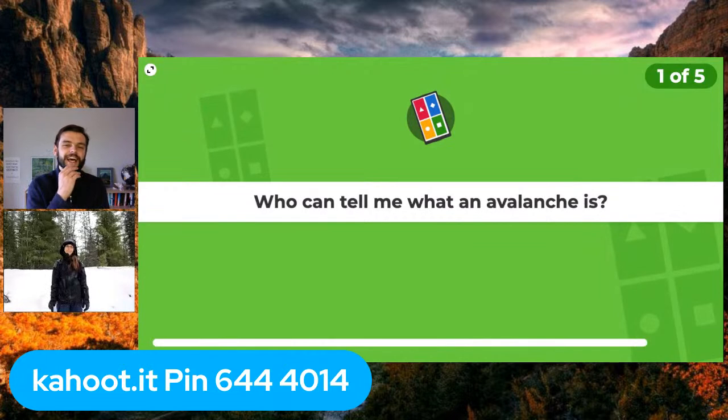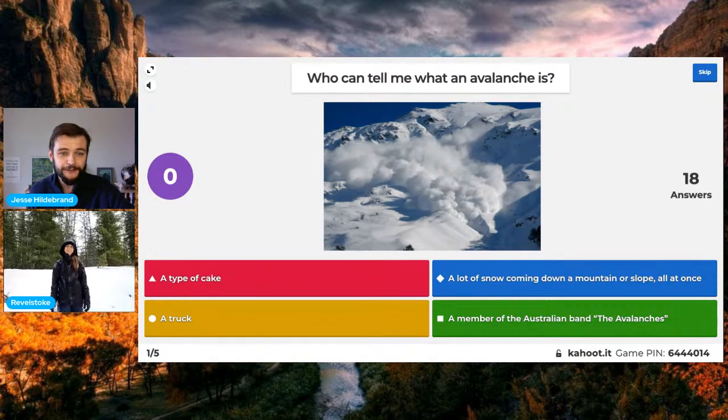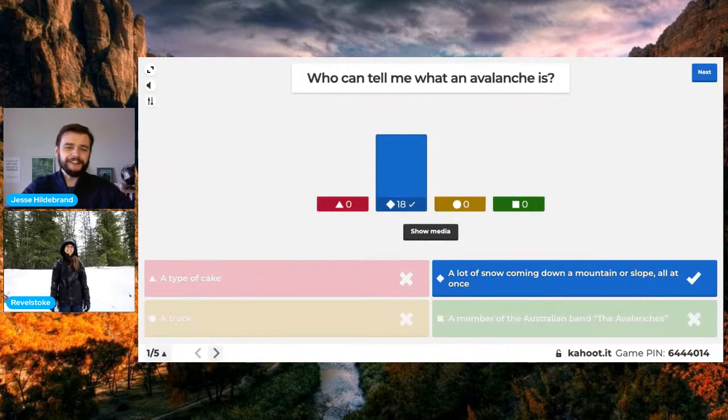Who can tell me what an avalanche is? Is it a type of cake, a lot of snow coming down a mountain or slope all at once, a truck, or a member of the Australian band, the Avalanches? I think our teachers, our folks might know this today. I got a good feeling that our classes are going to do a really good job on this clue. Otherwise, they wouldn't have come. We'll do a car presentation and a cake presentation next week. But for now, our overwhelming answer, everybody got it right. A lot of snow coming down a mountain all at once. Awesome. All right. We're good on question one. Keep us going. Yeah, nice work, you guys.